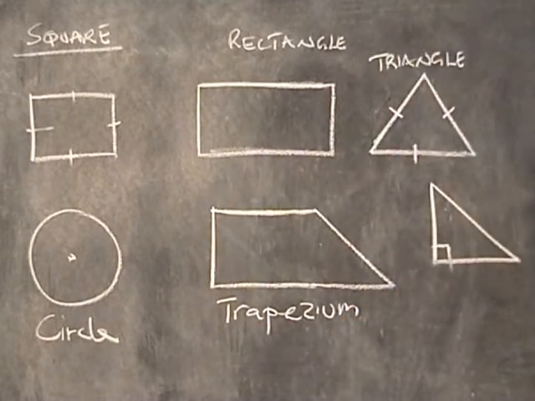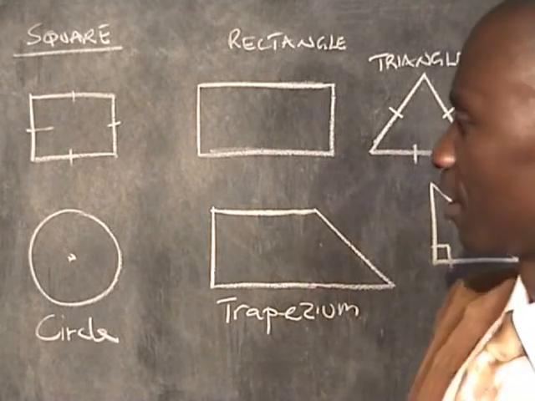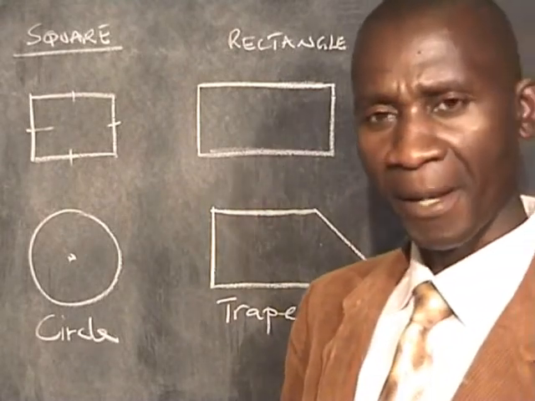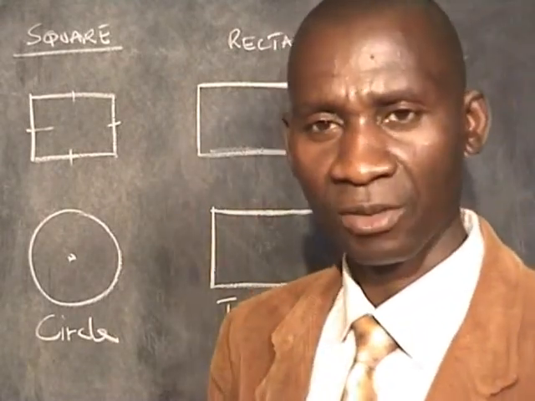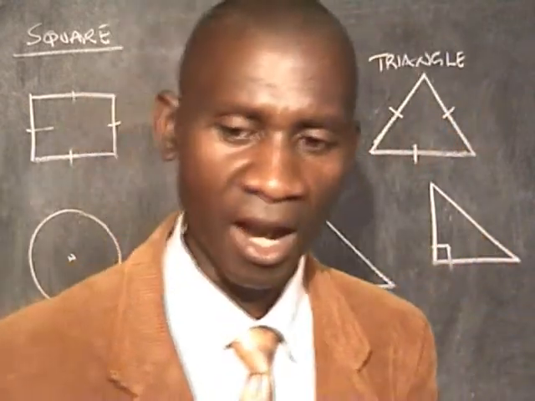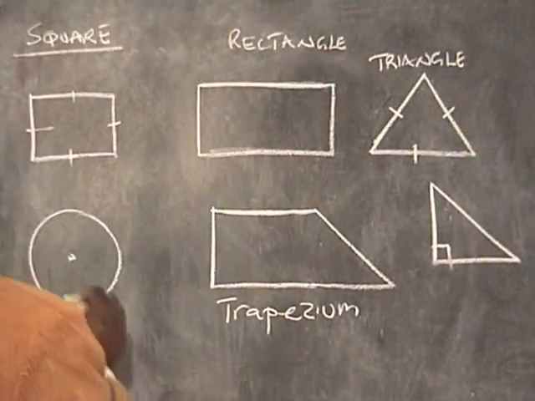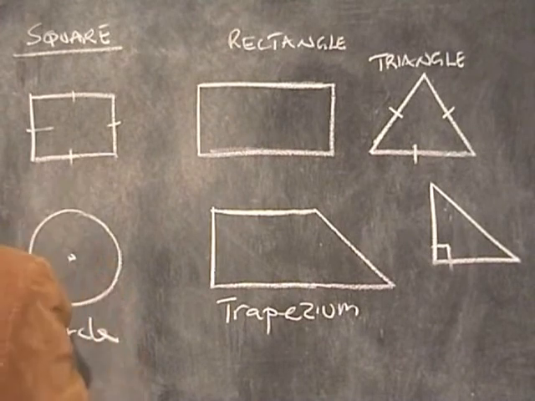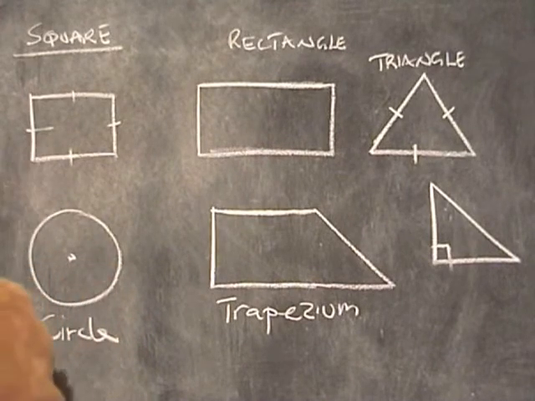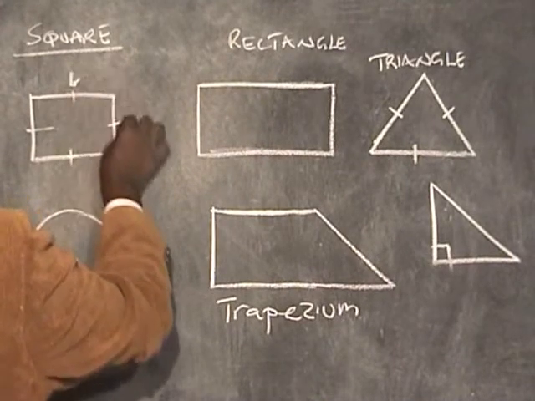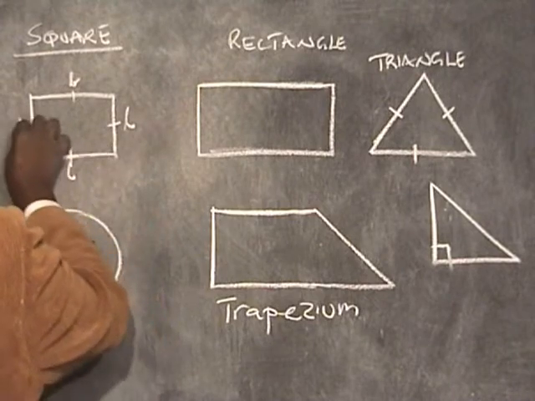So now, looking at the shapes, I'm interested in finding the perimeter in the first place before I start looking at the area. How do we find the perimeter of a square? If you look at a square, this is the length, and that is the length, that is the length, and that is the length.